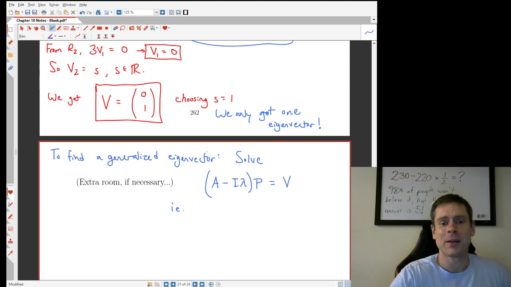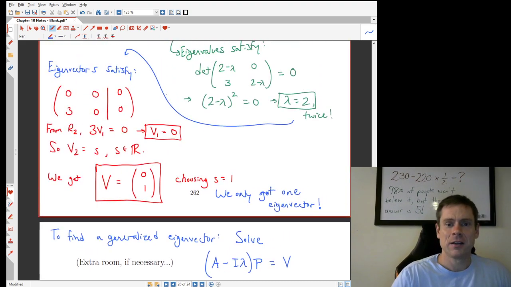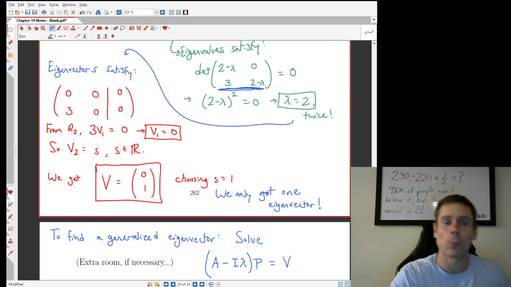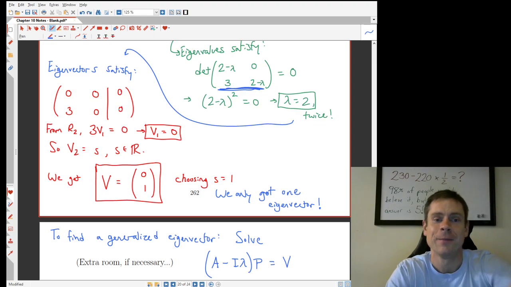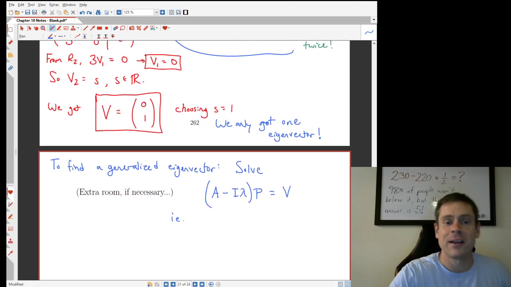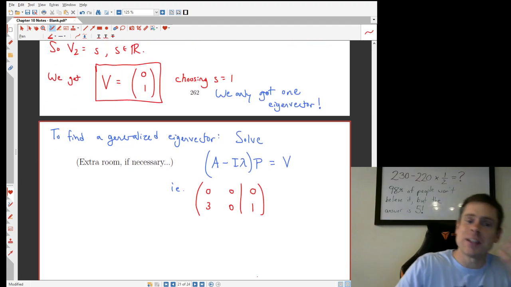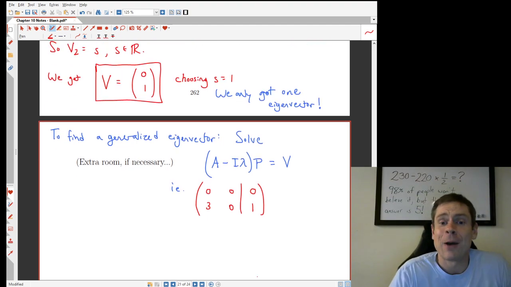And so that means I'm going to take this exact same matrix here. I'm still going to plug in 2. That's still going to go in the same place. But the thing I'm going to put on the right is not 0, 0. It's going to be 0, 1. It's going to be the old vector that I had. So rather than the 0 vector on the right-hand side, I need something else over there. So we need to solve this equation right here. And it's going to be 0, 0, 3, 0. And on the right, I'm going to put the old eigenvector. And our solution to this is going to be our p vector.